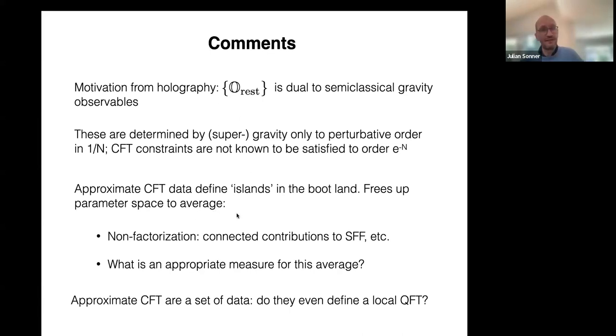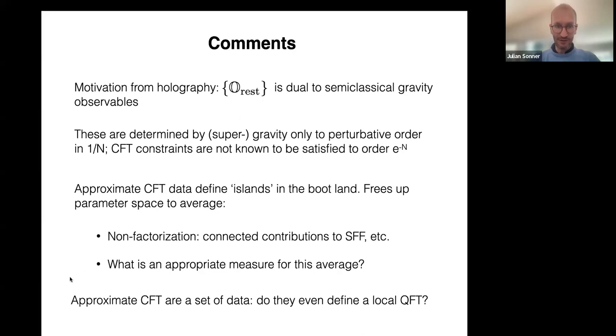Now, the approximate CFT data define, as I said, these islands in the bootland, the landscape of the bootstrap constraints, and it frees up a parameter space to average over. Now, if you average over this, which is of course what we want to go to, then that will give you something like non-factorization. So you get connected contributions to the spectral form factor and other observables. But the immediate question is, what is an appropriate measure for averaging? That's what I want to talk about in the last part of my talk.